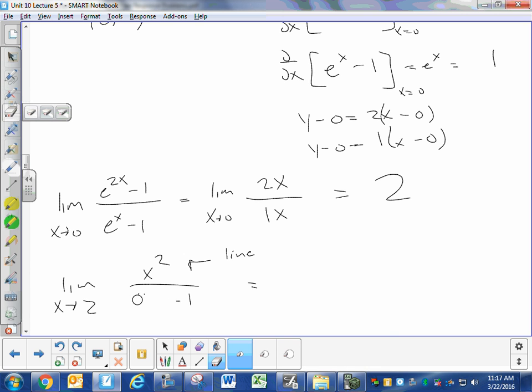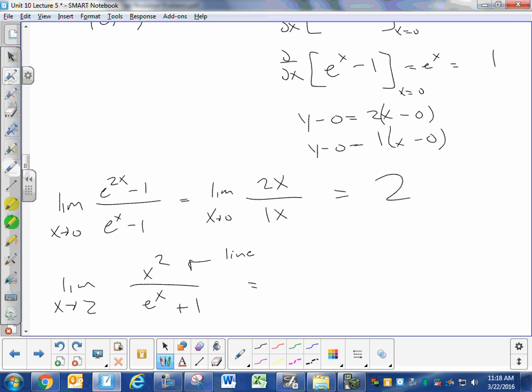Or, you know, if this was an x squared as well, maybe if this was e to the x plus 1, you know? Yes, I could turn these into lines right around 2, and I could use those lines to help me find the limit, but that'd be easier, right? Well, the concept, however, is super helpful for this. It'll be super helpful for certain situations.